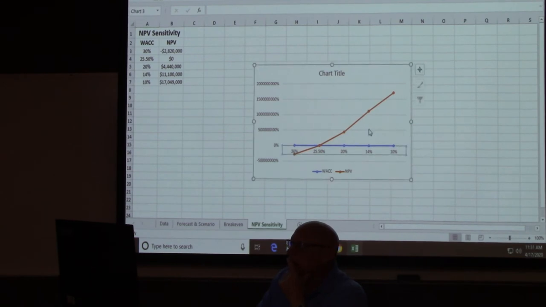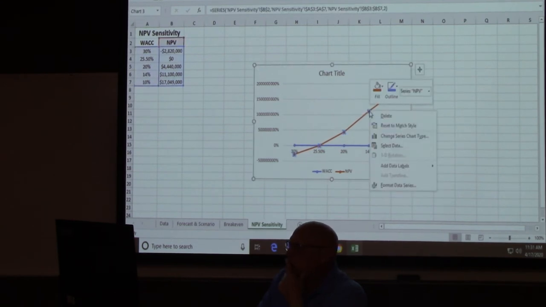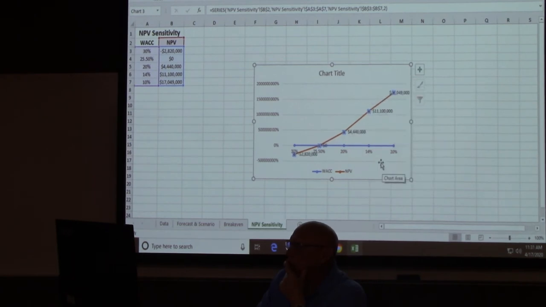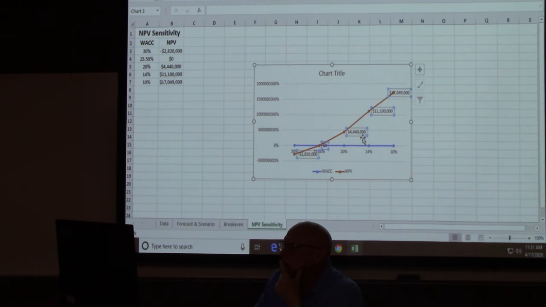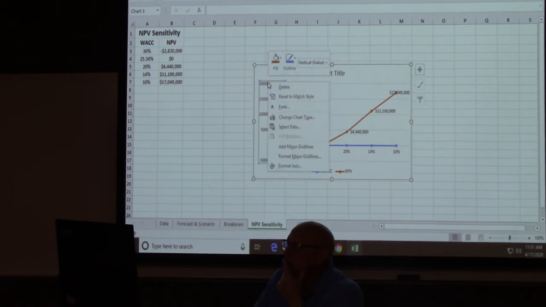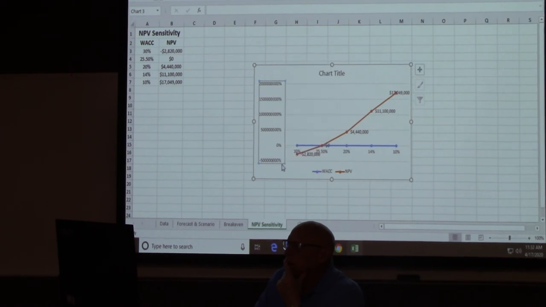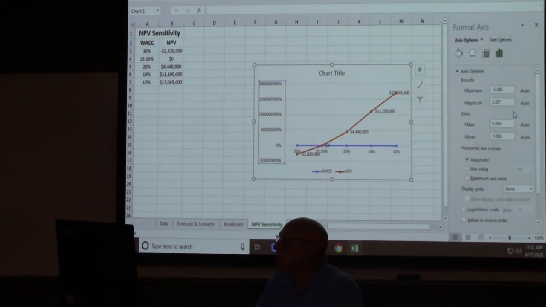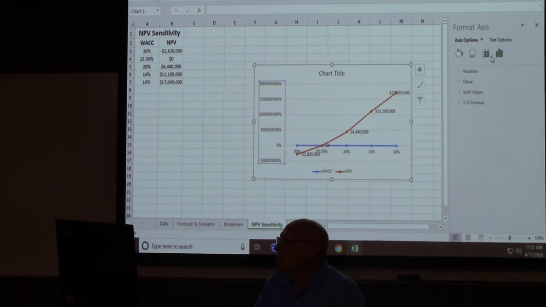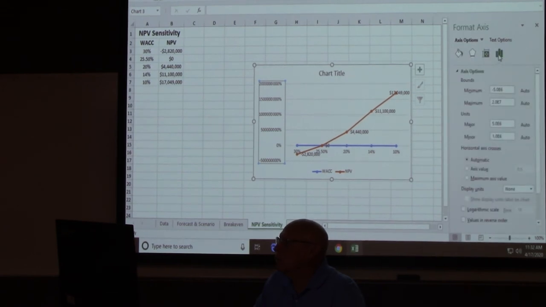Go ahead and let's add data levels here. There we go. Let's make this a little bit... Okay. Maybe just a format. Bear with me. We're just working our way through this.